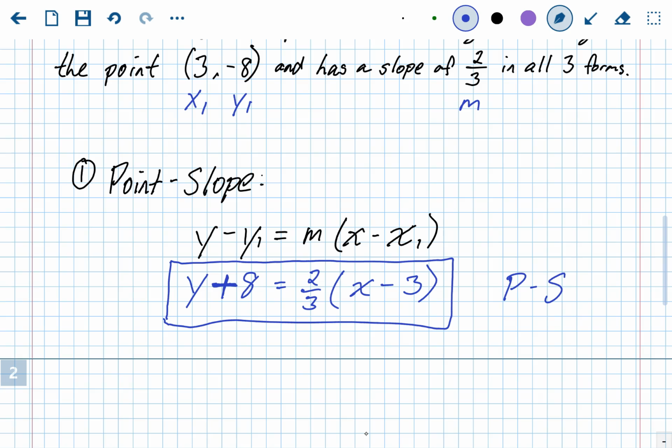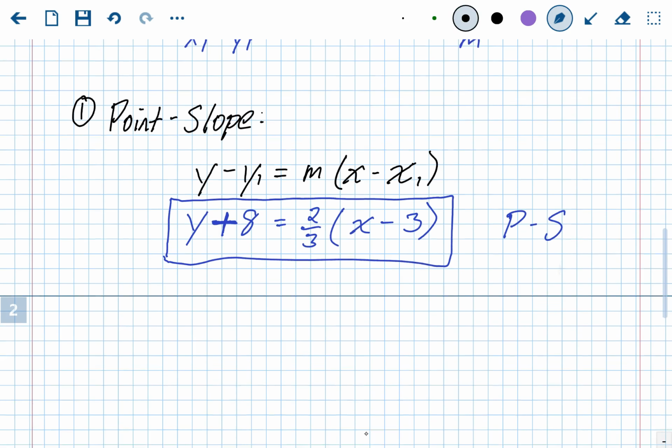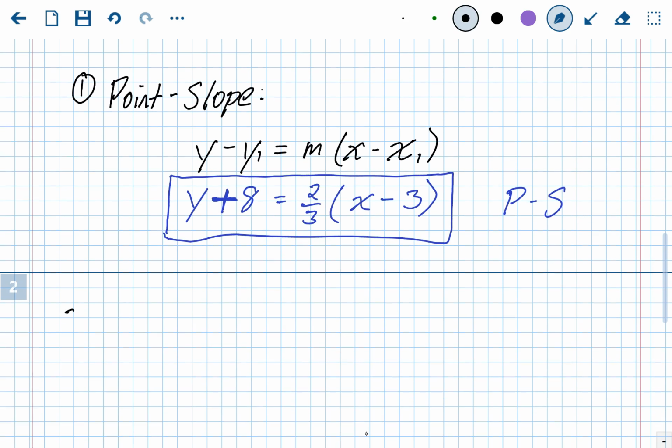Again, the direction said to write it in all three forms, so we got the first form done. The second form, which we've also already done, is we're going to convert that point slope form equation to slope intercept form.